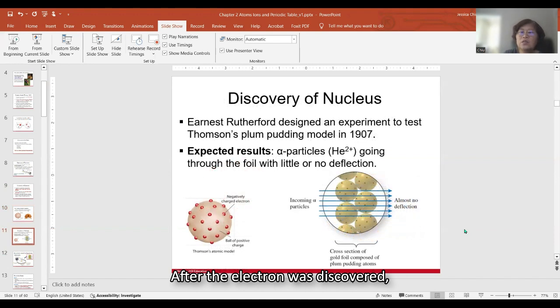After the electron was discovered, scientists wanted to know if there were other small particles within an atom. Ernest Rutherford conducted a famous experiment called the gold foil experiment. He used a thin sheet of gold foil and hit it with positively charged alpha particles. He expected alpha particles to go through the foil with little or no deflection.